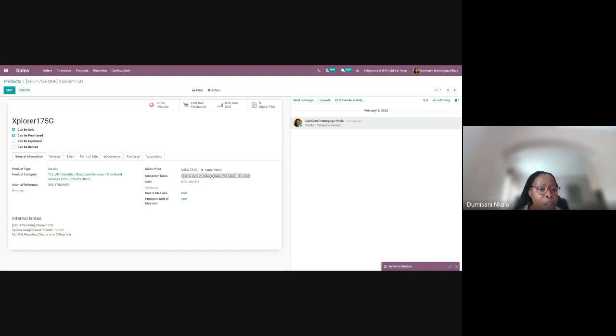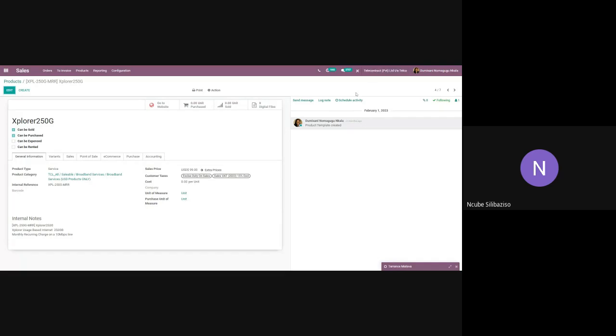There's Xplorer 175, it's on 5 Mbps. 135 is on 5 Mbps. 105 is on 5 Mbps. So it looks like most of them are standardized to 5 Mbps, except from 250 upwards, it's on 10 Mbps. Yeah, so the line speeds are actually already there. All right, thank you so much.